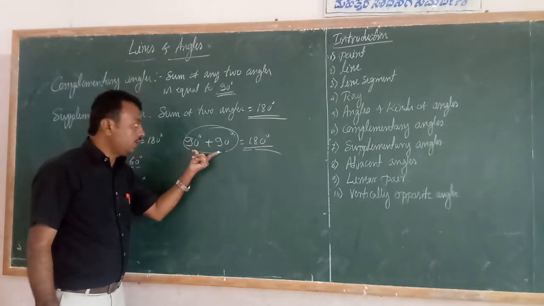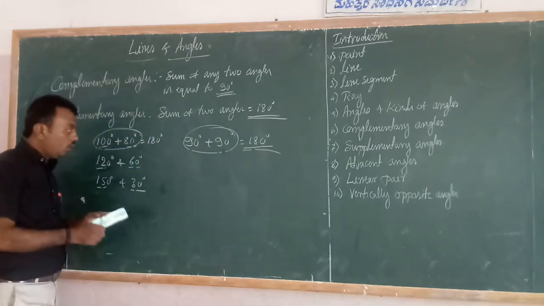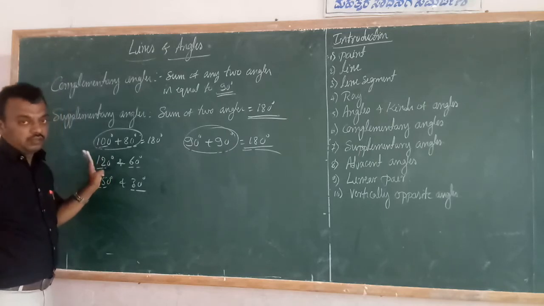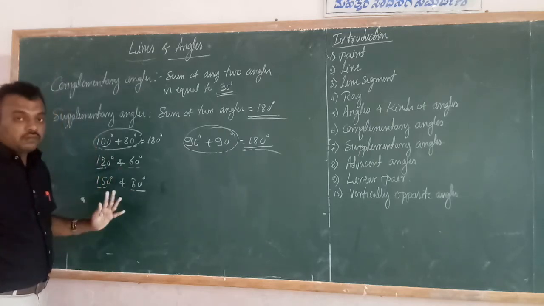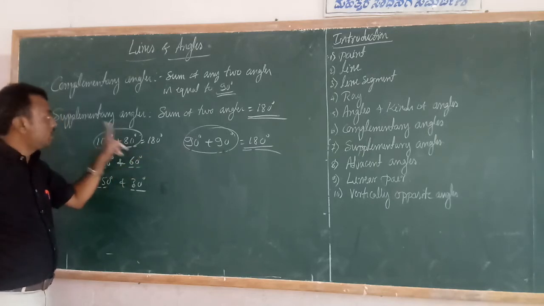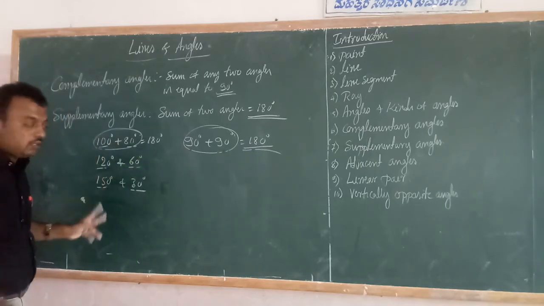Therefore, two right angles are also supplementary angles. So except this one case, in the remaining examples one should always be acute and the other should be obtuse. Okay, you can give any kinds of examples. The sum must be equal to 180 degree. That's why this is called supplementary angles. Are you understood? Yes.